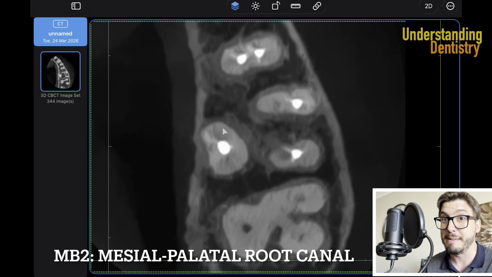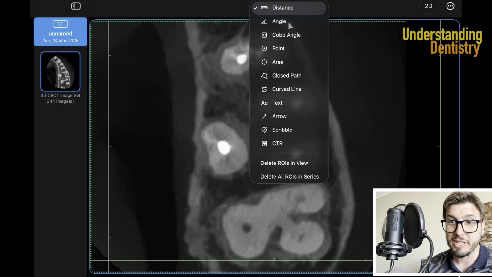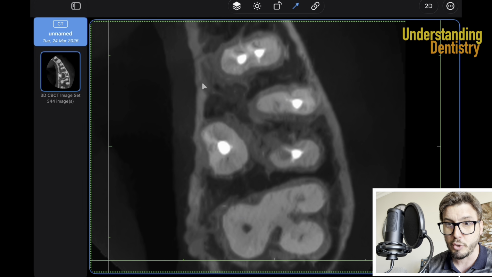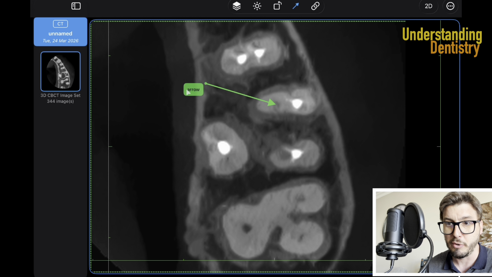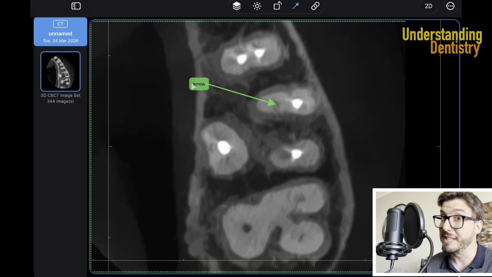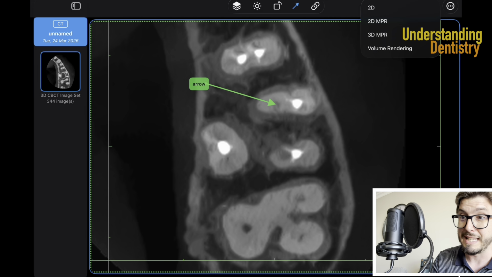Here we have a very good example of why this is important. Take a look at this. I will actually use an arrow here to show to you guys the MB2 of this tooth. Okay, so take a look. The MB2 was not treated just like the others of this first molar. So let's understand what happened here.